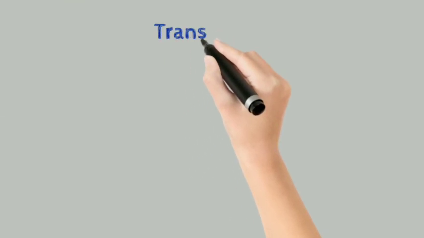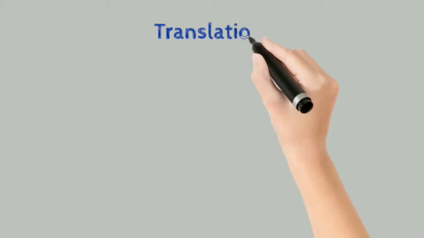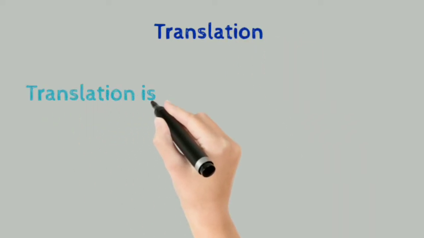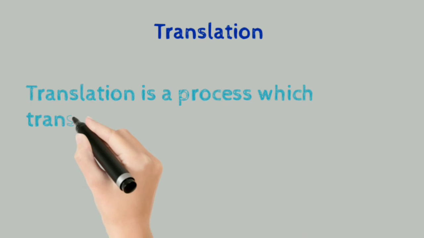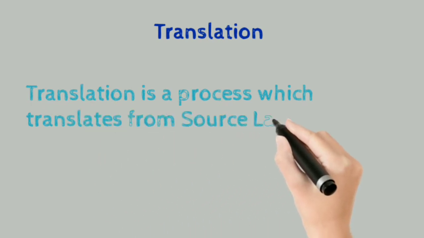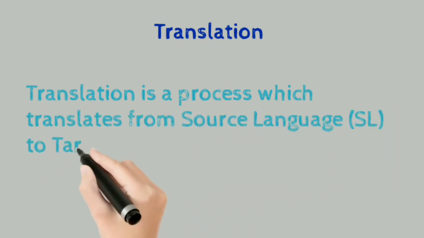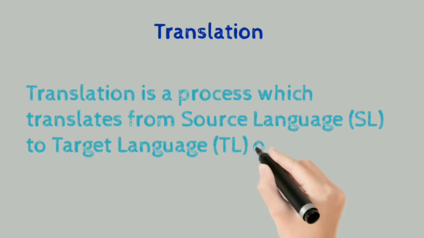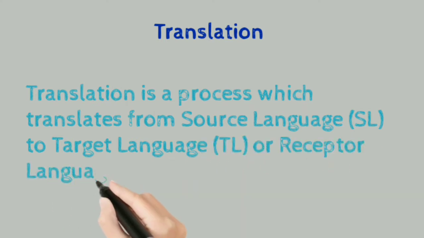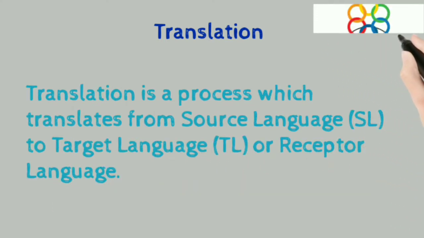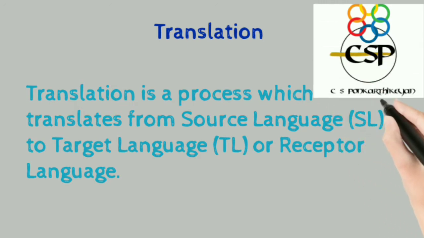So, translation. What is the process of translation? Translation is a process to translate one language to another language. One language is the source language, called SL, and the target language is called TL, or receptor language, RL. This is the basic definition of translation.